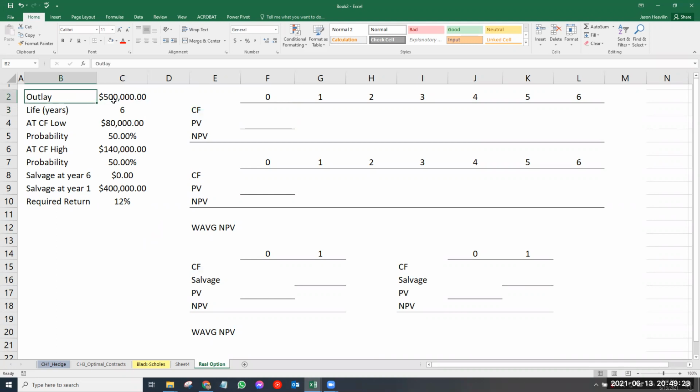So let's start with the information that we have. There's an investment outlay of $500,000. The project can last up to 6 years. There's an after-tax cash flow on the low end of about $80,000 a year, with a probability of 50% of that happening. There's an after-tax cash flow on the high end of $140,000 a year, with a probability of 50% of it happening as well.